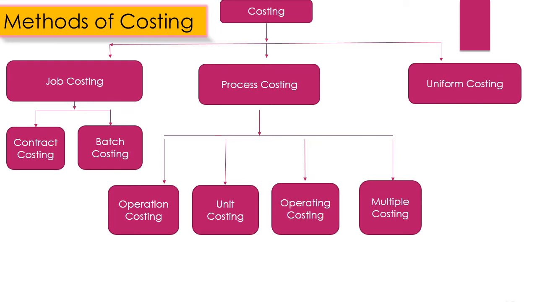The manufacturing operations are grouped into distinct processes and are accumulated for each process separately. Therefore, it becomes necessary to use different methods of costing as the very nature of production process and methods of production differ in different industries. And we can divide the methods of costing into mainly three subdivisions, that is job costing, process costing and uniform costing.